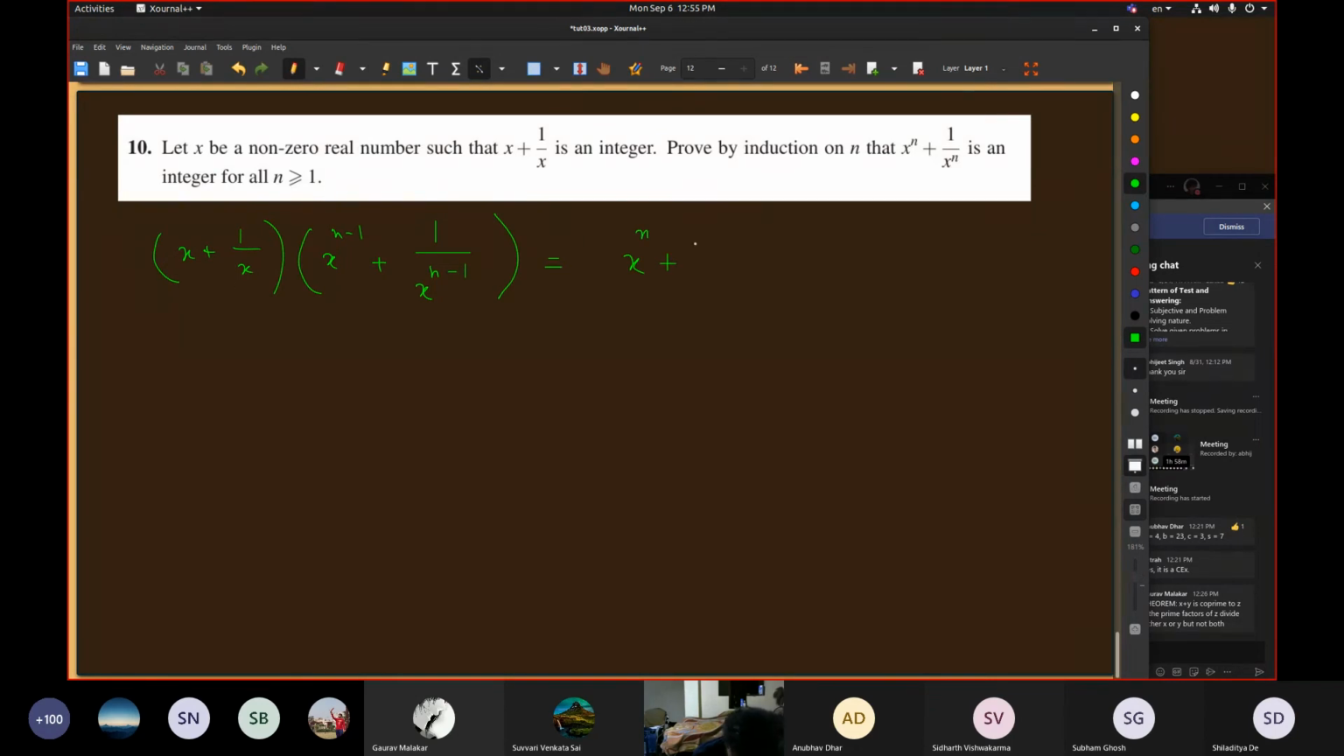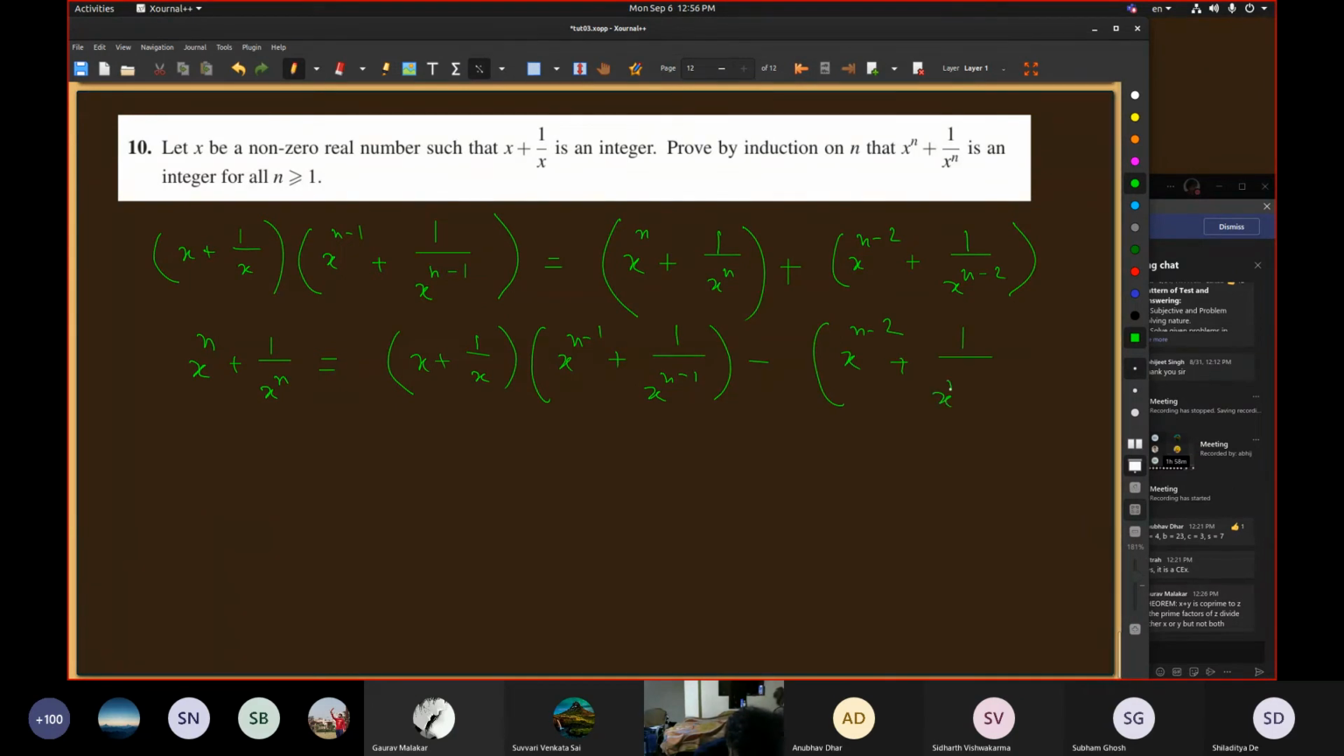This x power n, this 1 over x power n, plus this, or maybe this, and this. So if I make a slight rewriting, this is nothing but this quantity, minus this. Happy? Yes, sir.